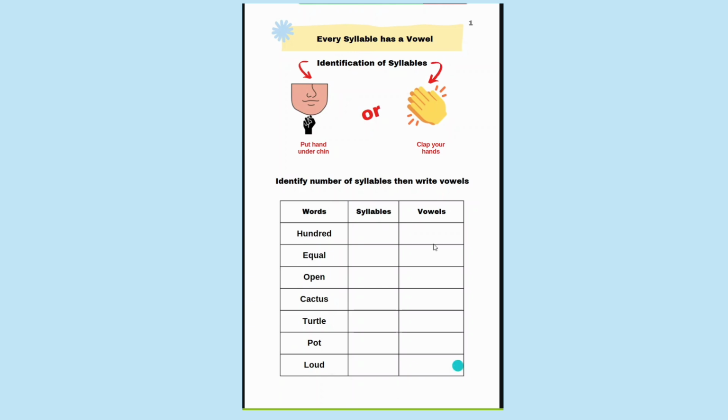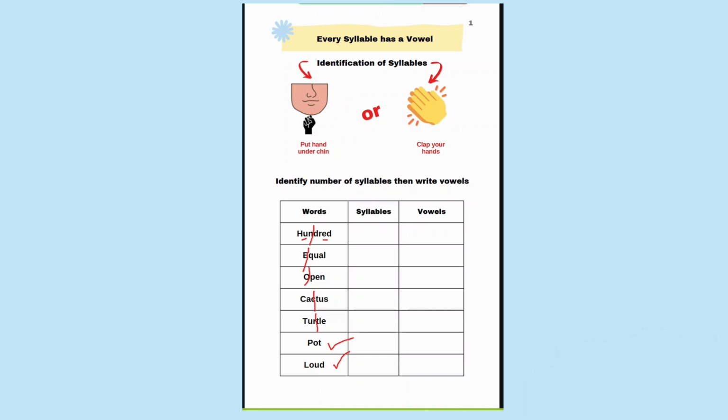This is a simple activity for them. Identify the number of syllables and write the vowels. I will do it here for you. Window. Two syllables, so two vowels. One vowel is this and the second vowel is this. Equal. Two syllables, open. Two syllables, cactus. Two syllables, turtle. Two syllables, pot. One syllable, loud. One syllable.